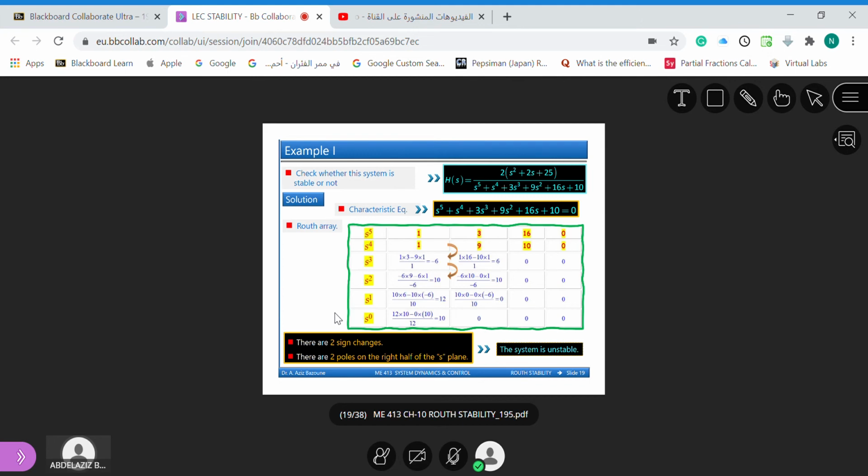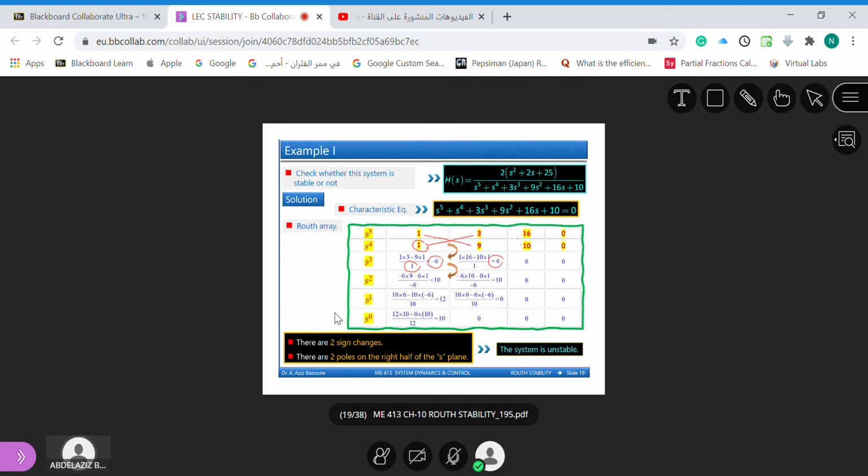Just pay attention. So I'm asking a question. How to calculate this? These are called the Routh array, or the determinant of the array. These coefficients are the coefficients of the Routh array. How to find them? We multiply this by this, minus this by this, divided by this one. We found here -6. The second one here, we multiply this coefficient 1 by 16, minus 1 by 10, divided by 1, we find this.